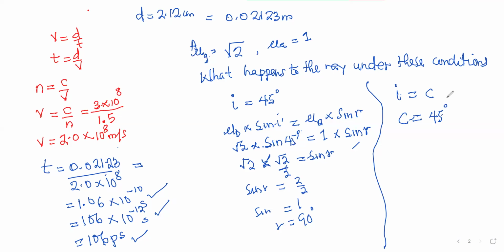You said the ray is on the boundary because the critical angle is 45 degrees and the angle of incidence is equal to the critical angle. In total internal reflection, whenever the angle of incidence is equal to the critical angle, the refracted ray is on the boundary and the angle of refraction is 90. Are you okay? Yes. All right. So that is the solution to this problem.